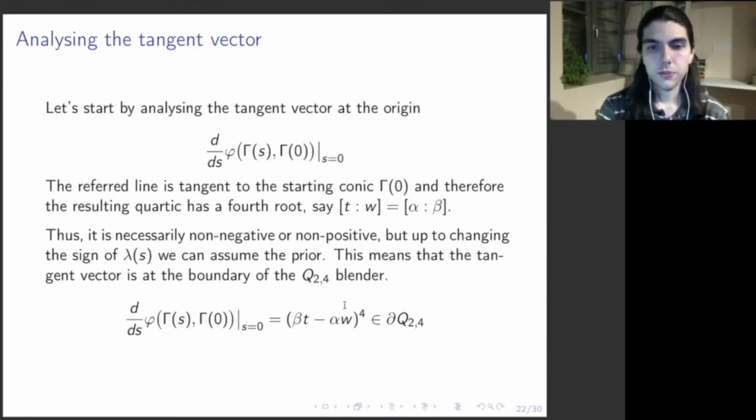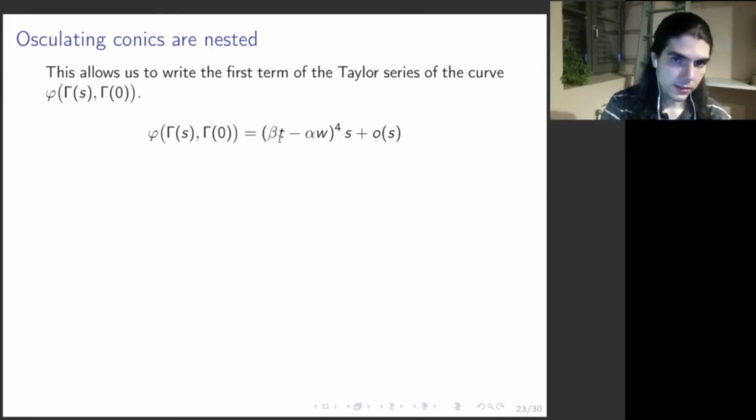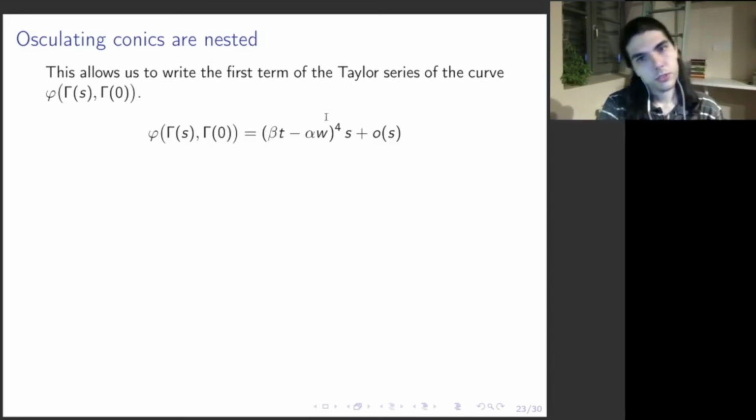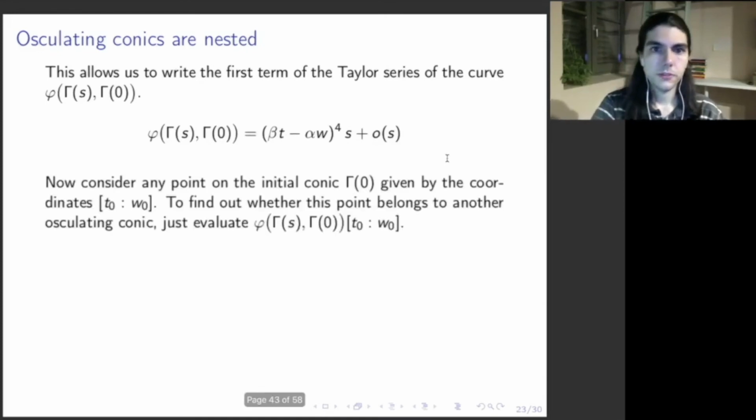And in fact, a form of this type, when it's not a sum of different fourth powers of linear forms, just one such form, it belongs to the boundary of this cone, of this blender. That's something we can show. It's in fact even more than that. It's an extremal value of this cone. Well, in any case, this is important because it allows us to write the first term of the Taylor series of the curve phi of gamma s, gamma 0. So the first derivative, well, at 0 it is 0, so there's no first term here. And then we have the first derivative with respect to s times s plus higher order terms.